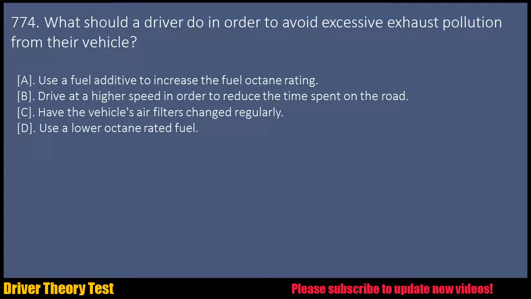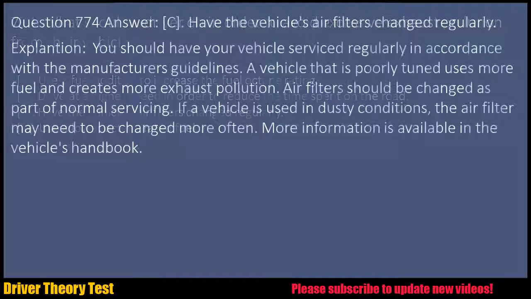Question 774. What should a driver do in order to avoid excessive exhaust pollution from their vehicle? A. Use a fuel additive to increase the fuel octane rating. B. Drive at a higher speed in order to reduce the time spent on the road. C. Have the vehicle's air filters changed regularly. D. Use a lower octane rated fuel. Question 774. Answer: C. Have the vehicle's air filters changed regularly.